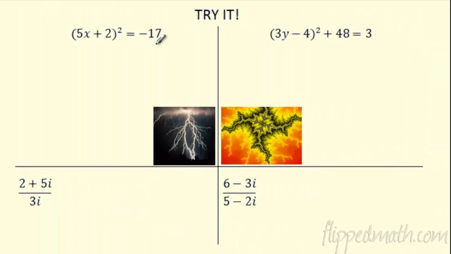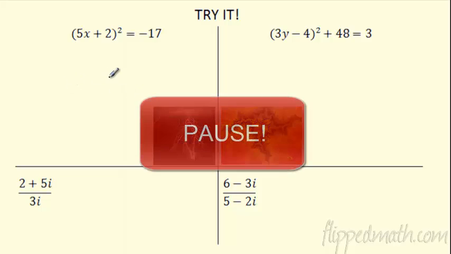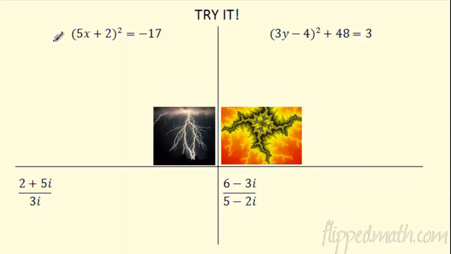Ooh, a little lightning here at the end. So lightning looks like a fractal. In fact, there's one to represent it. Pretty cool. Try these. See how you do. We got a little solving equations, and then getting rid of the i in the bottom. Putting these in standard form. Pause it. Try it. Good luck.